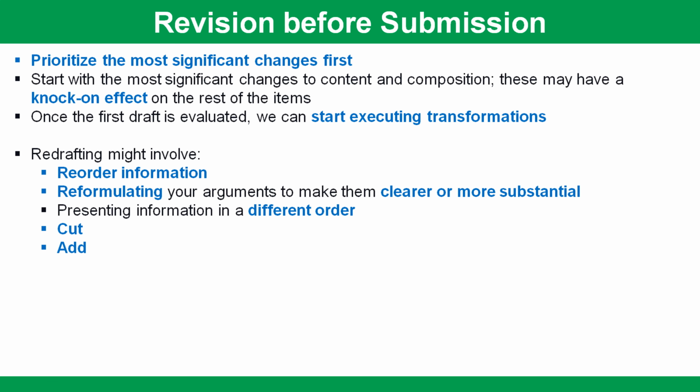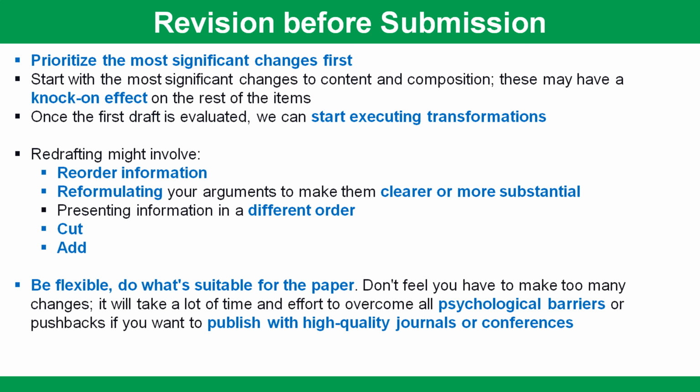Start with content and composition. Prioritize changes related to content and composition as they form the foundation of the manuscript. This could involve reordering information, reformulating arguments to enhance clarity and depth, or presenting information in a different order to improve coherence. Be flexible. Remain flexible and adaptable throughout the revision process.